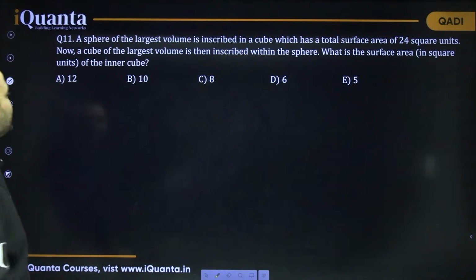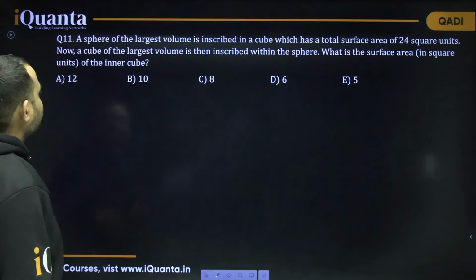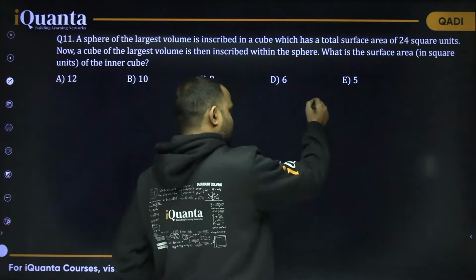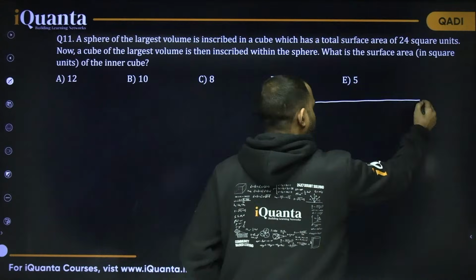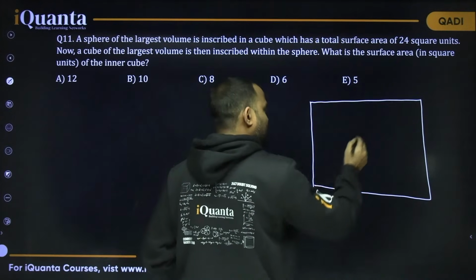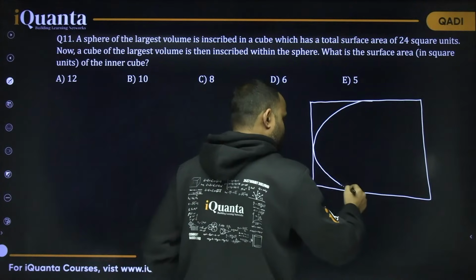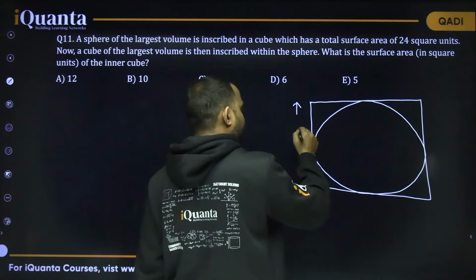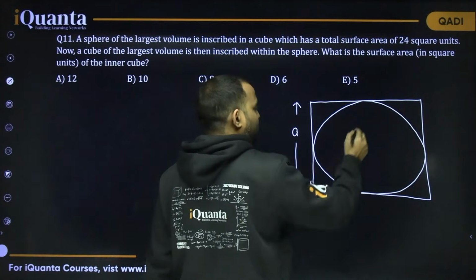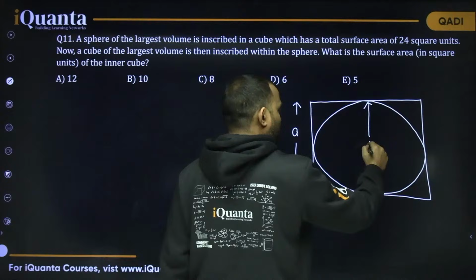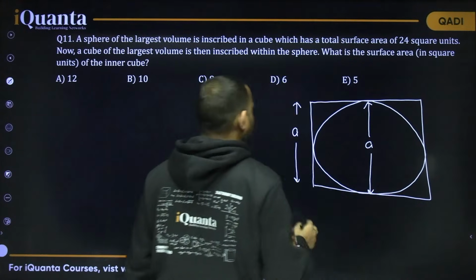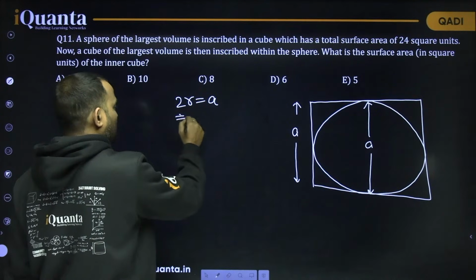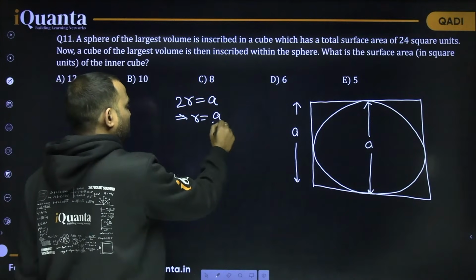Option C, yes, that is correct. A sphere of the largest volume is inscribed in a cube. So there is a cube and a sphere is inscribed into this cube. If this length is A, this diameter will also be A. That means 2R will be equal to A, or R will be equal to A by 2.